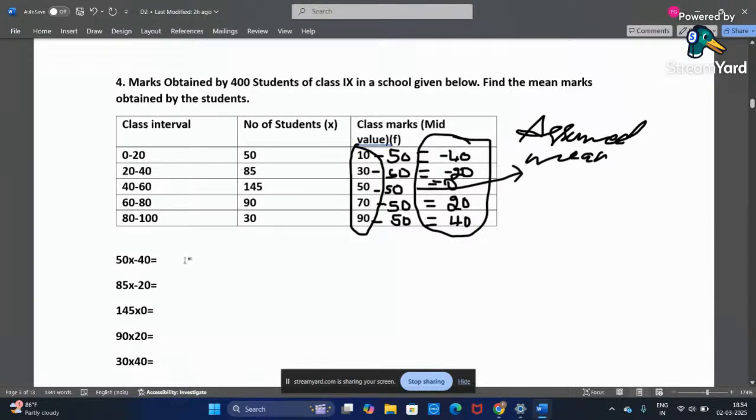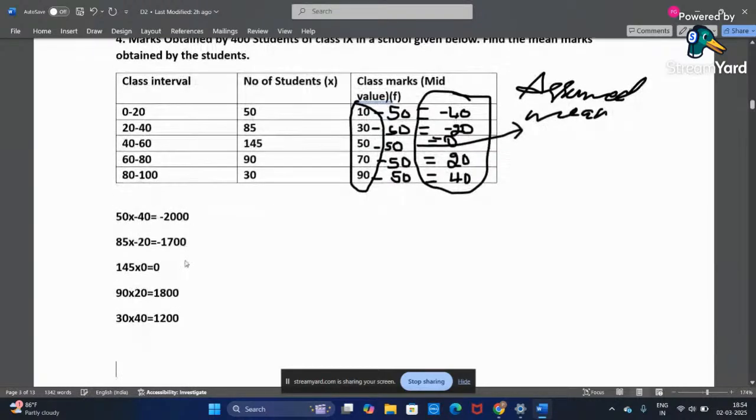Okay, what is 50 into minus 40? How much is it? Tell me fast. It is minus 2000, right? Okay, 85 into minus 20. It is minus 1700. Then anything we multiply with 0, we get 0. 90 into 20, it is 1800. 30 into 40, it is 1200.